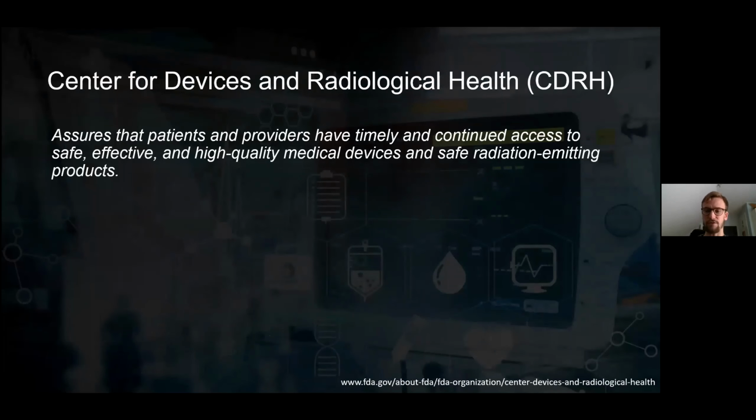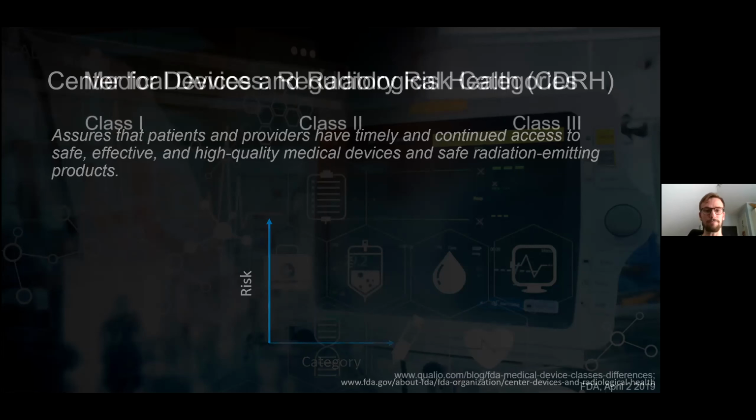As such, it is regulated by the Center for Devices and Radiological Health, or CDRH, which is one division within the FDA umbrella, whose mission is to assure that patients and providers have timely and continued access to safe, effective, and high-quality medical devices and safe radiation-emitting products. Broadly speaking, the CDRH regulates medical devices along two major axes. On the first axis, we have the different categories of medical devices, such as hardware or software, in or as part of a medical device, etc. On the other axis, there are different categories pertaining to the risk that malfunctioning of the device would pose to the patient. This is generally the more important axis because this is what determines the legal steps and rigor you need to go through to get your medical device on the market.